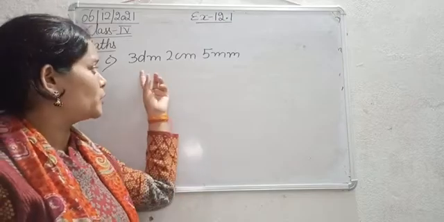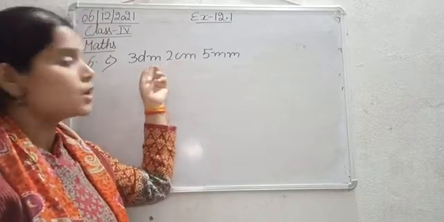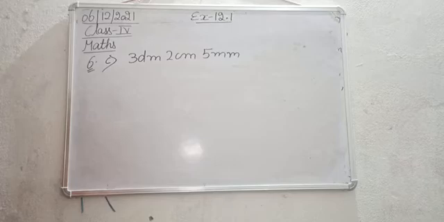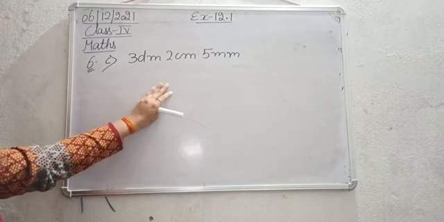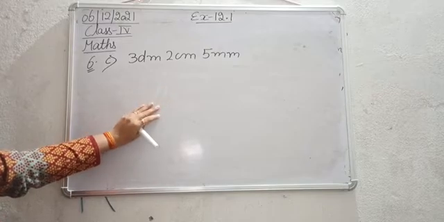So first of all we are going to work these two on the same unit. Okay, so first we will convert decimeter into centimeter, and then we will convert both centimeter into millimeter, right?